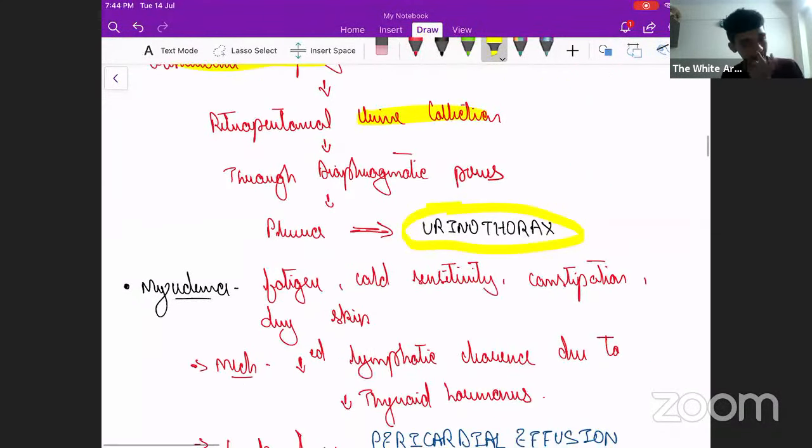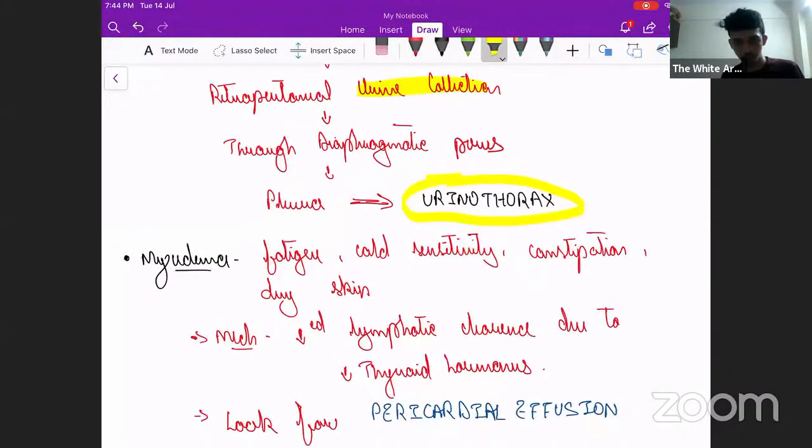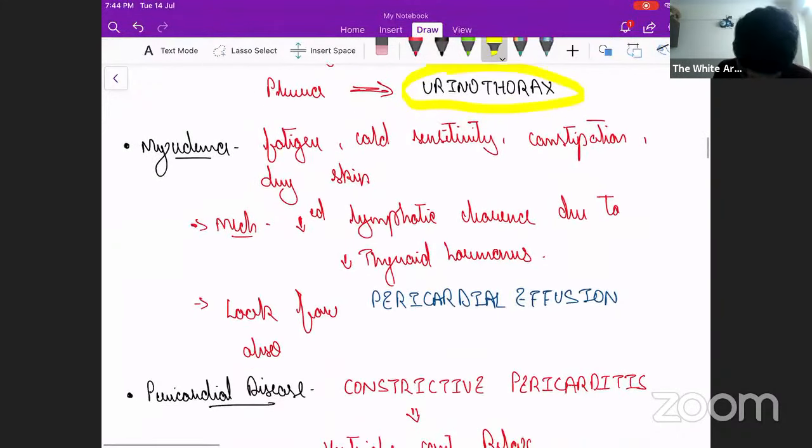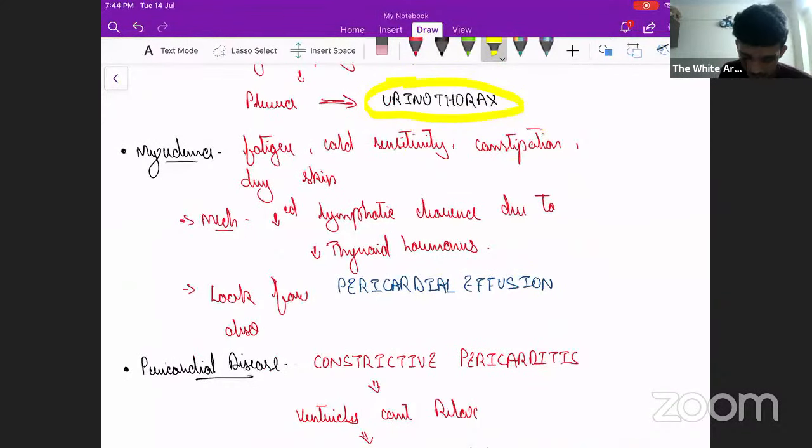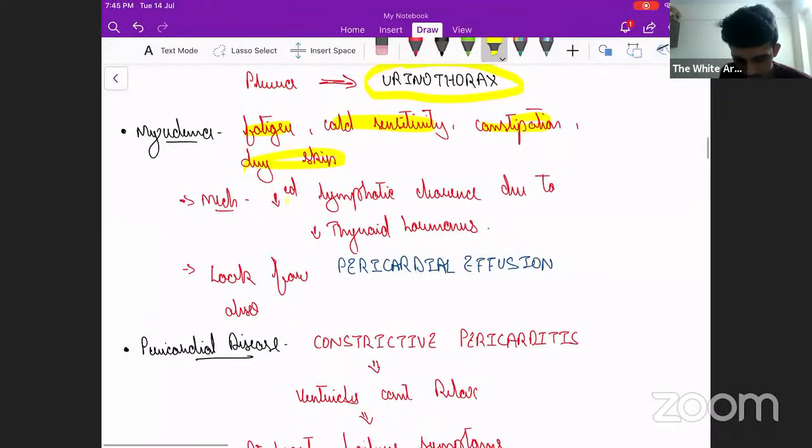Next one, myxedema. Again, don't confuse it to be a cause of exudative pleural effusion. It causes transudative pleural effusion. The associated features of hypothyroidism will be present, like fatigue, cold sensitivity, constipation, dry skin. Mechanism: decreased lymphatic clearance because of decreased thyroid hormones. The lymphatic vessels won't contract properly, so there will be decreased lymphatic clearance. And what is important is to look for pericardial effusion as well.